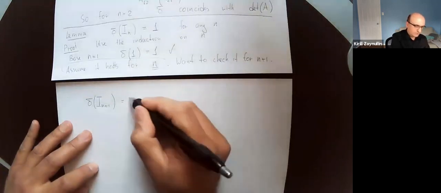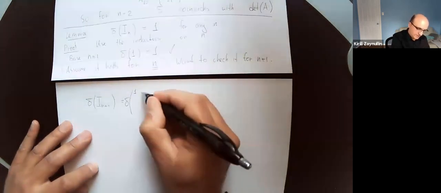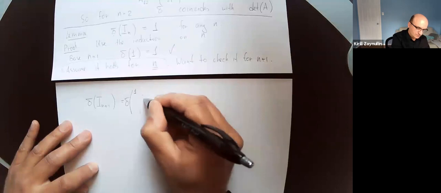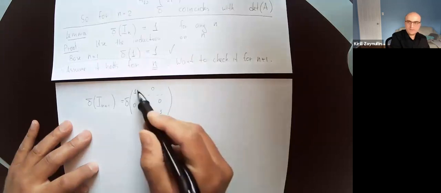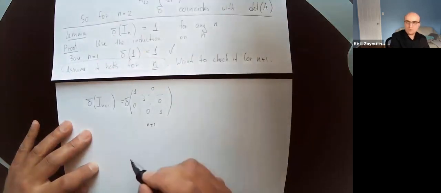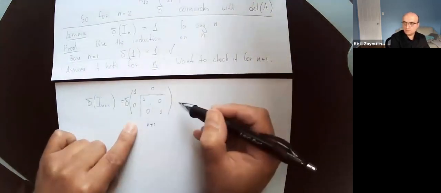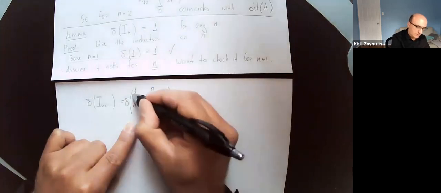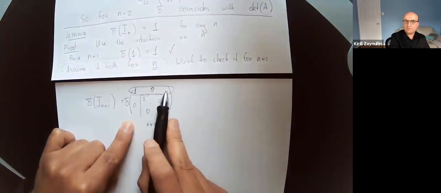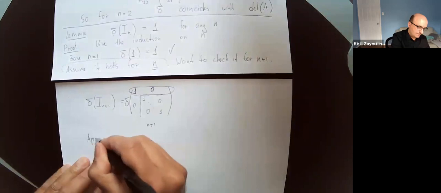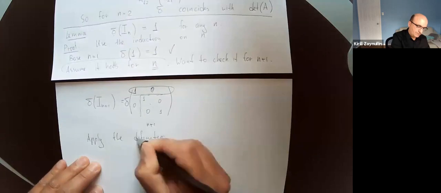What's this? Well, this is the delta of the following matrix. I just put here the identity matrix, however I would like to draw it like this. It's an identity matrix of size n plus 1, however there's a small identity matrix of size n sitting inside. This is the first row of this matrix. You see there's a 1 and then all other entries are zeros here. Okay, so now just apply the definition, apply the formula.